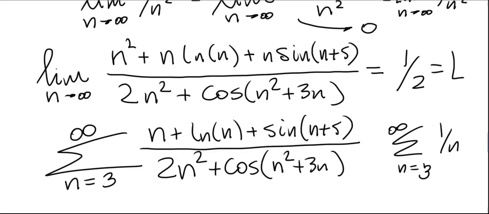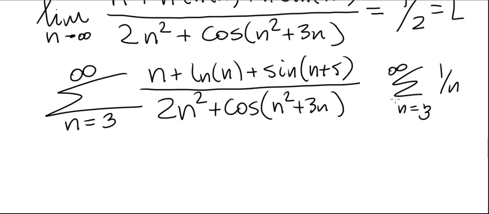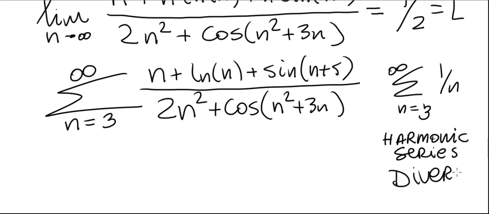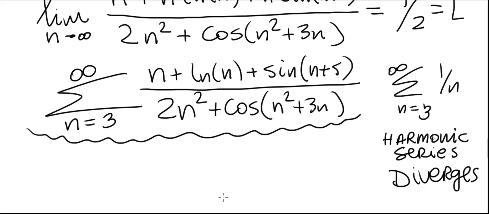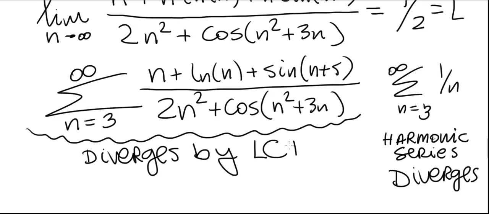Now the series from 3 to infinity of 1 over n is not exactly the harmonic series because the harmonic series starts at 1, but we can think of it as the harmonic series minus the first two terms. So this is basically harmonic, and we know that the harmonic series diverges. And because it diverges, we can now conclude that this more complicated series, with n plus ln of n plus the sine term in the numerator and 2n squared plus the cosine term in the denominator, also diverges, and this is by the limit comparison test.